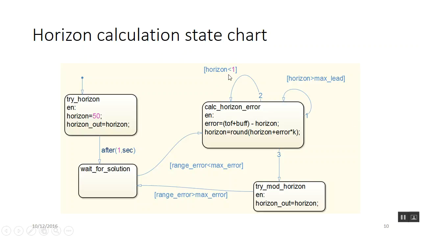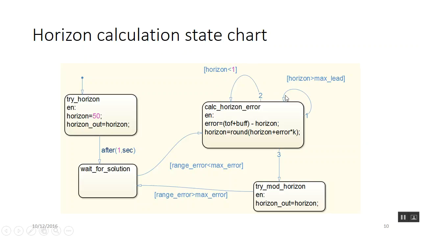There's two little feedback loops here. If for some reason we're going in the wrong direction, and our horizon's less than 1, that doesn't make any sense. So we're going to do it again. We're going to go back. This transition goes back to the same state.